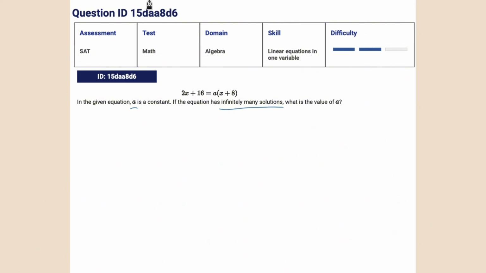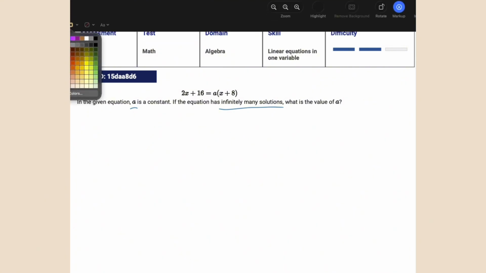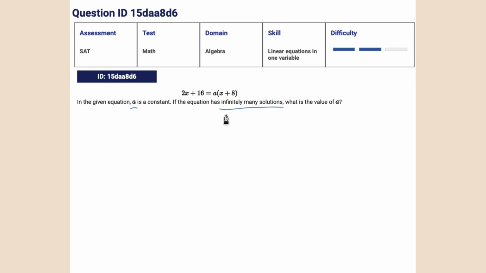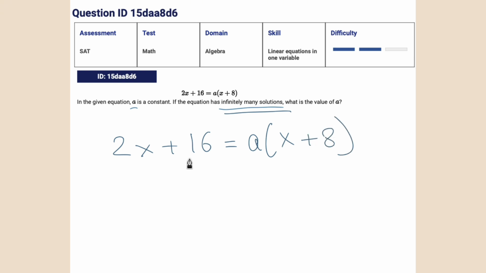Now they're asking us to find out what A is. And they have given us a little hint, which is infinitely many solutions. So that means 2x plus 16 equals ax plus 8. This equation is the exact same as this one, so we're going to get this exact same equation on both sides. So how are we going to find out A here?